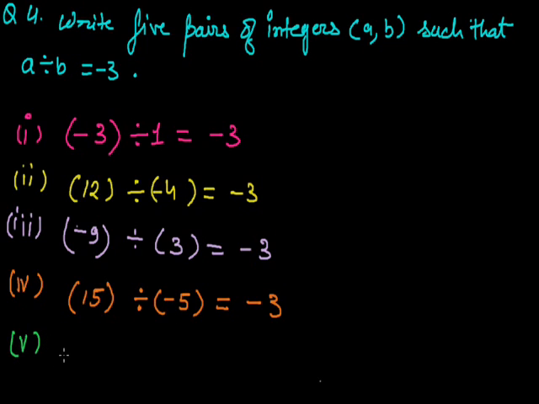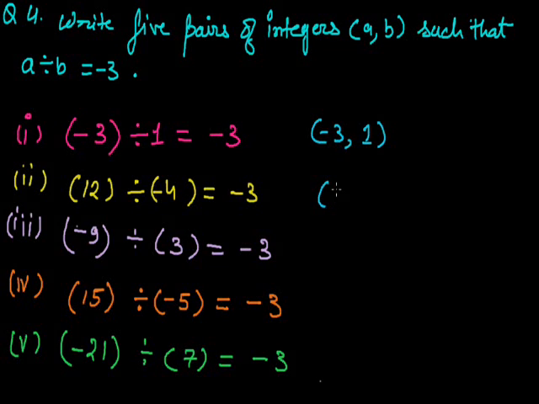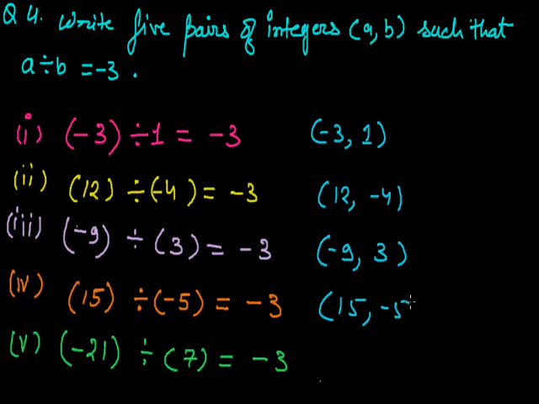Now the last pair could be minus 21 divided by 7. Now it will give you minus 3 again. As we know, 3 7s is 21, and due to the minus sign of 21 you will get the minus 3 value. Now here the pair will be minus 3 and 1. Here the pair will be 12 and minus 4. Here the pair will be minus 9 and 3. Here the pair will be 15 and minus 5. Here the pair will be minus 21 and 7.